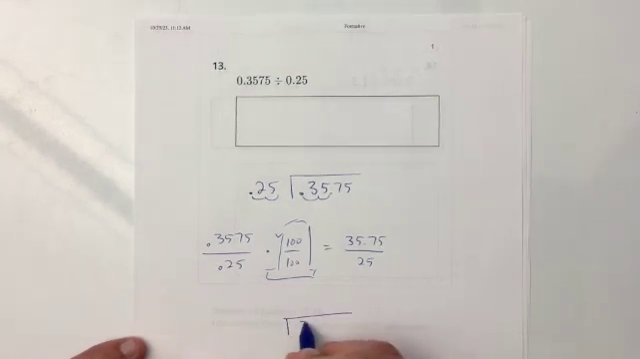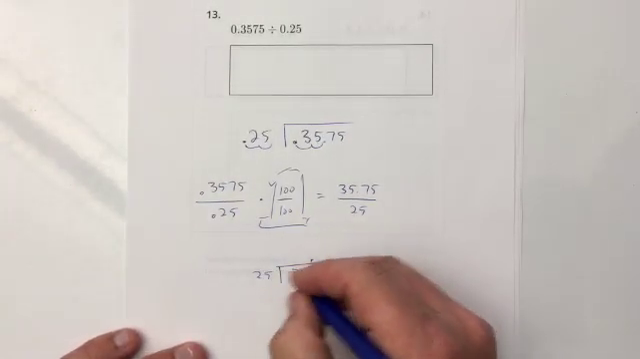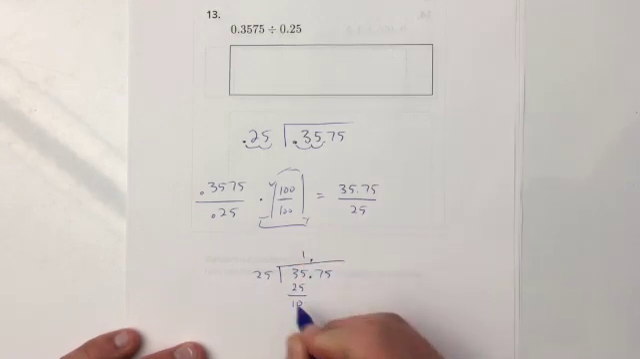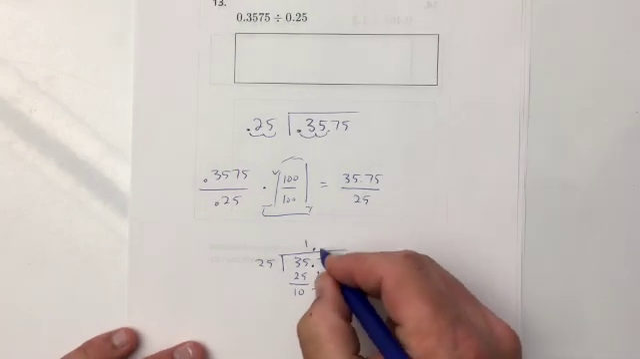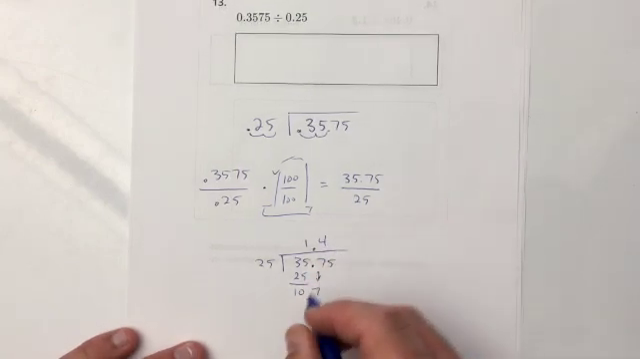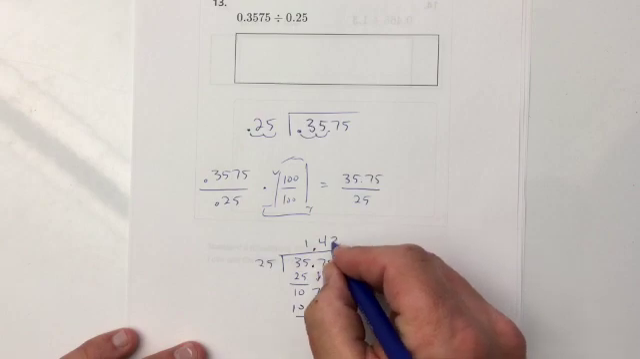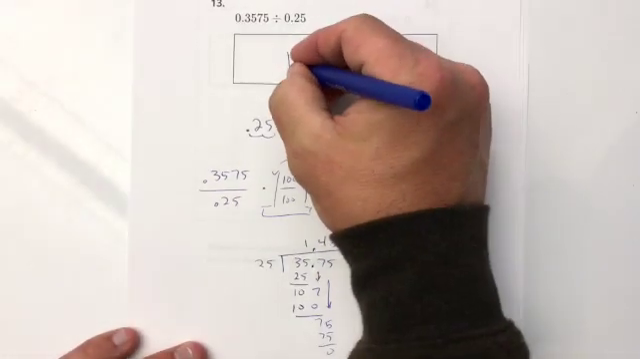So now I'm going to write 35.75 and 25 and just do the long division. Make sure you're being neat when you're doing this. 25 goes into 35 once. 1 times 25 is 25, remainder of 10. Bring down the 7. 25 goes into 107 4 times. That's 100, remainder of 7. Bring down the 5. 25 goes into 75 3 times. And there's no remainder. So 1.43.